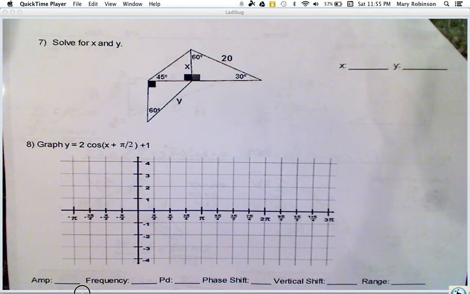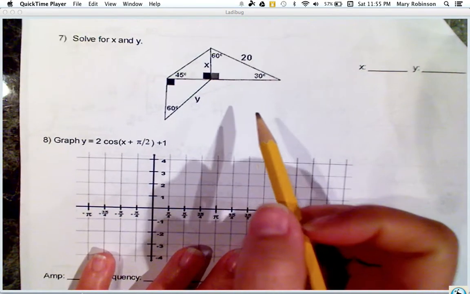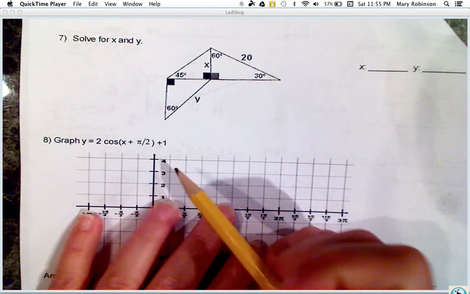This is video 2 to help with the trig test review. I'm going to cover problems 7, 8, and 9 on the second page. For number 7, you are asked to solve for x and y on these triangles.